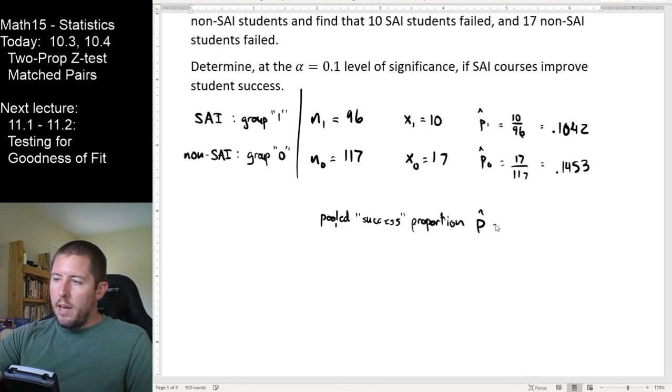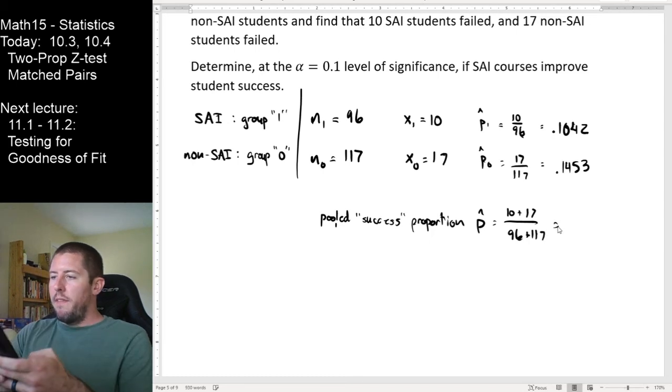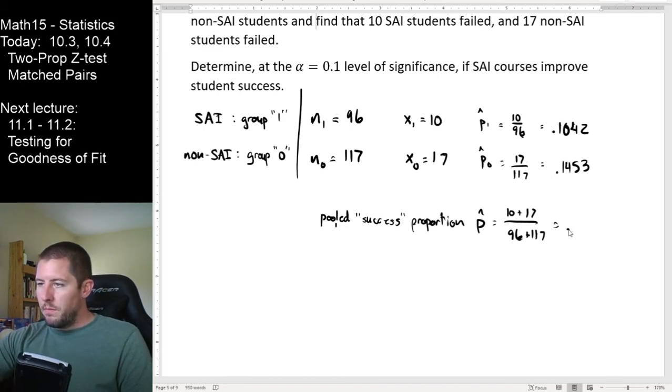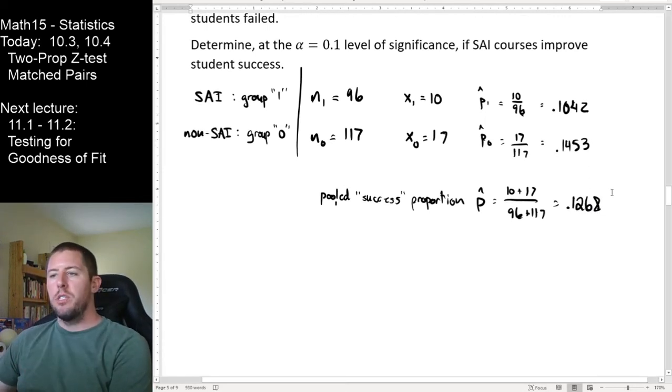P hat, that's going to be our total number of successes, 10 plus 17, divided by our total number of trials. That's 96 plus 117, which on my calculator is 213. So 27 divided by 213 is going to be 0.1268. So I think these are all the numbers I'm going to need to perform the calculations necessary here.